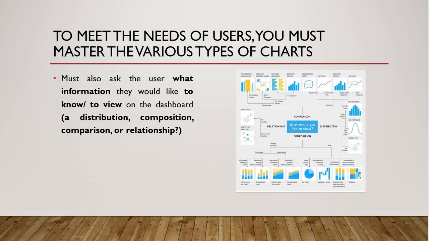Okay, you must ask the user what information they would like to know or to view on the dashboard. So, and then decide whether it is distribution, composition, comparison or relationship. Okay, kalau relationship mungkin boleh consider scatter plot, bubble plot ni. Ataupun kalau distribution, macam ni kan. Scatter plot pun boleh. Ataupun kalau comparison, lebih kepada bar chart macam ni. Vertical ke, horizontal ke. Okay, kalau composition, pie chart, stack area, dan sebagainya lah. Okay, tree map dan sebagainya.